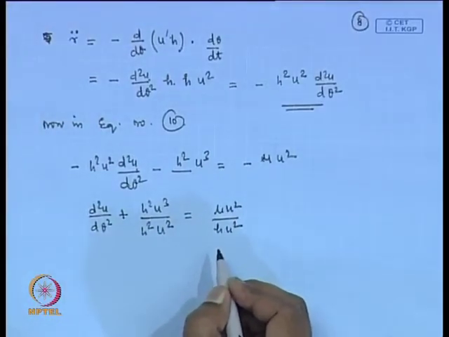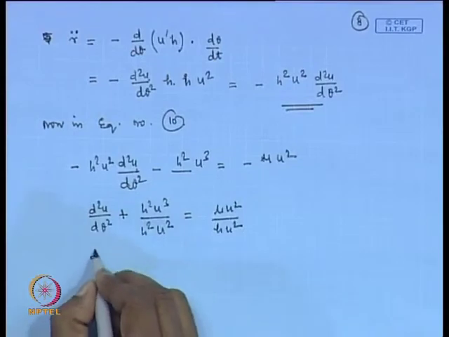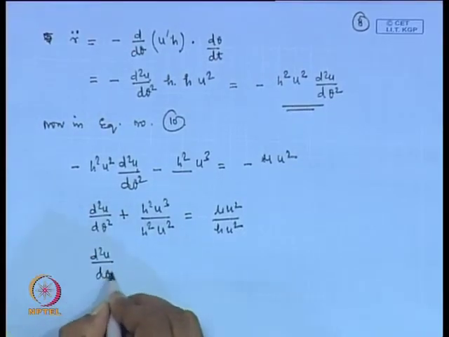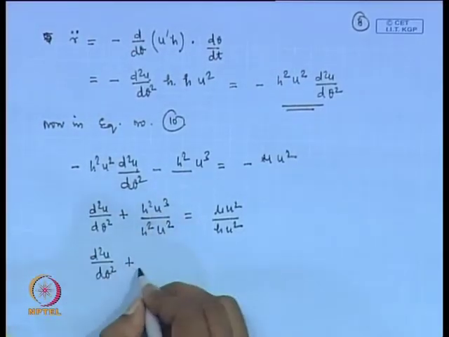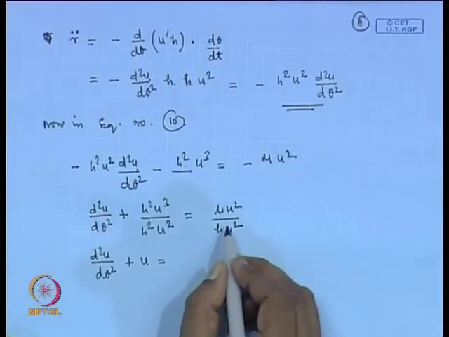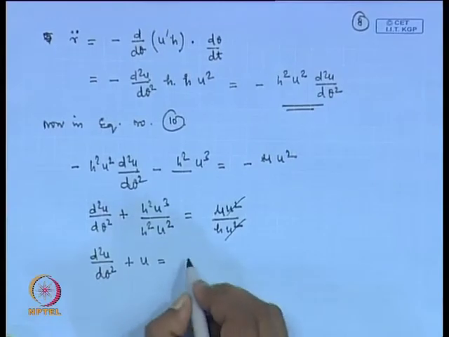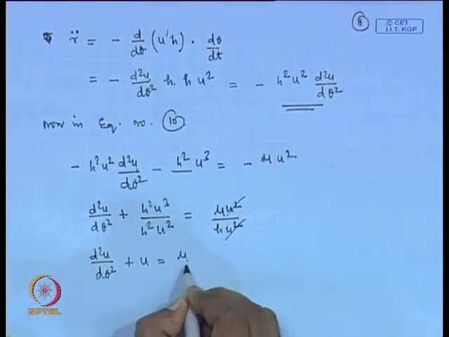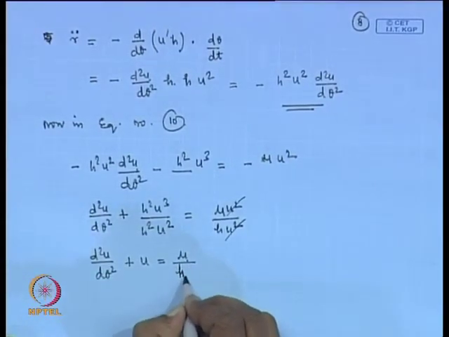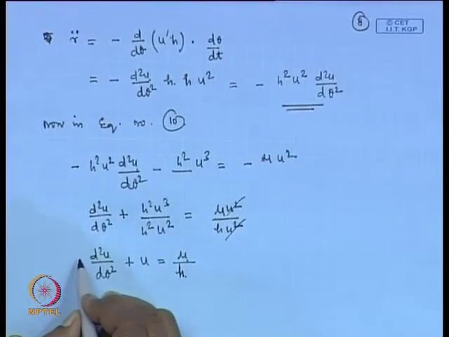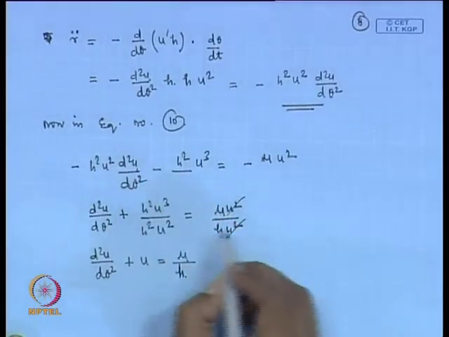Okay. So, ultimately what we are going to get, cancelling it out, this is mu, this u square cancels out, mu by h square.